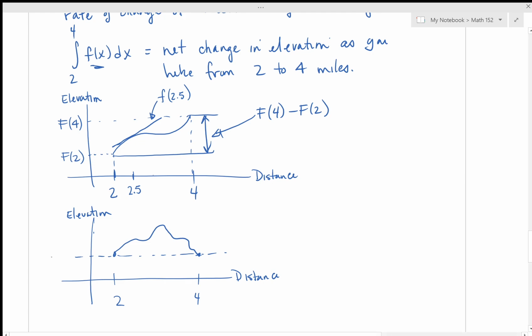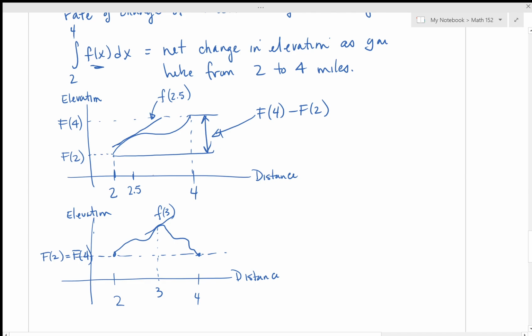So f of 2 would be here, and so would f of 4. Both f of 2 and f of 4 are at that line. Again, let me just pick some arbitrary position in here. Mile 3. At mile 3, this would be f of 3. Okay, so that's our slope.